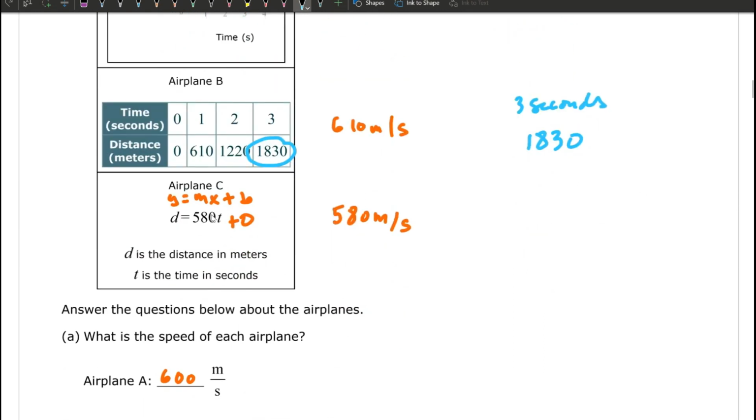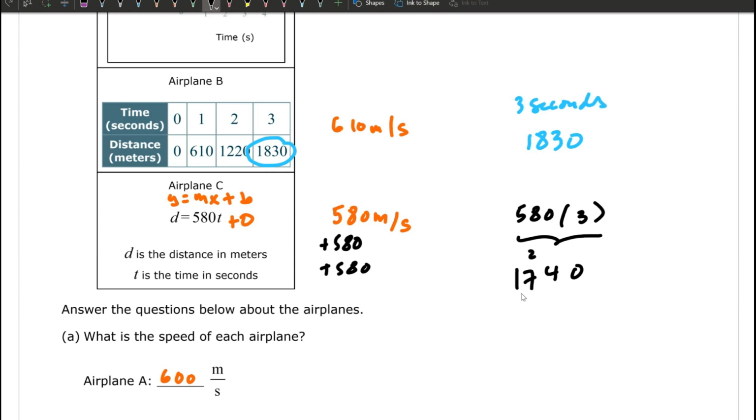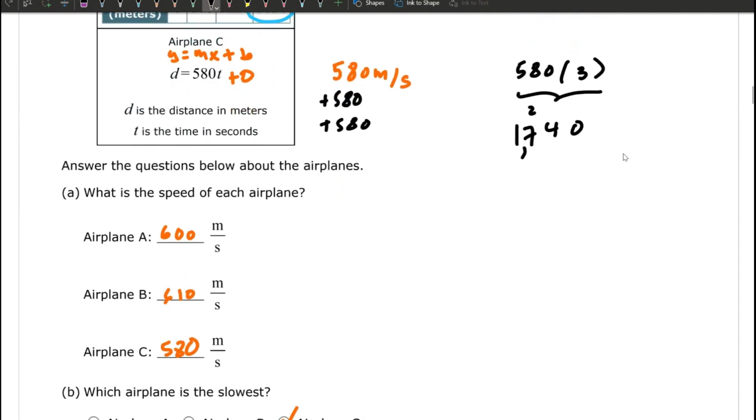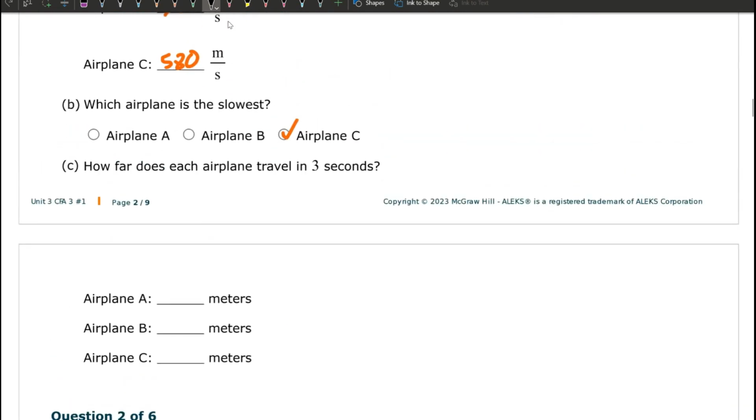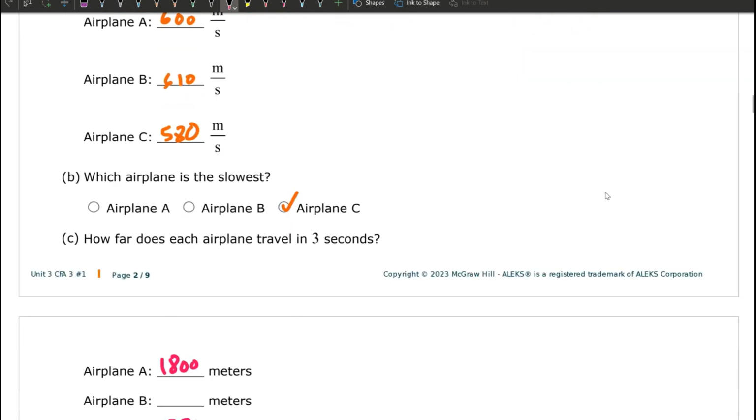Airplane C is the one you have to calculate. So 1 second is 580. For 3 seconds, you can either add 580 3 times, or you can take 580 times 3. Okay. So 0 times 3 is 0. 3 times 8 is 24. Remember 2. 3 times 5 is 15. Plus 2 is 17. So 1,740 meters. Alright, that's pretty much it for problem number 1. So the answers are 1,800, 1,830, and 1,740.